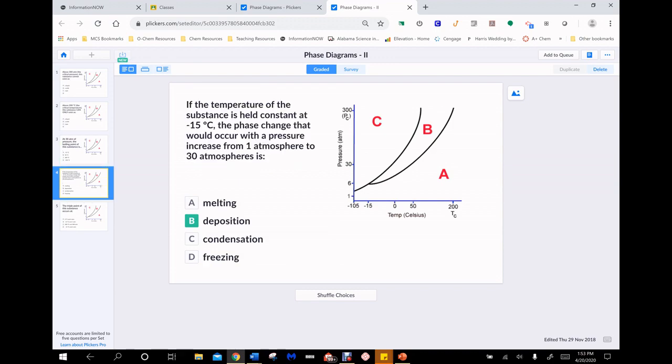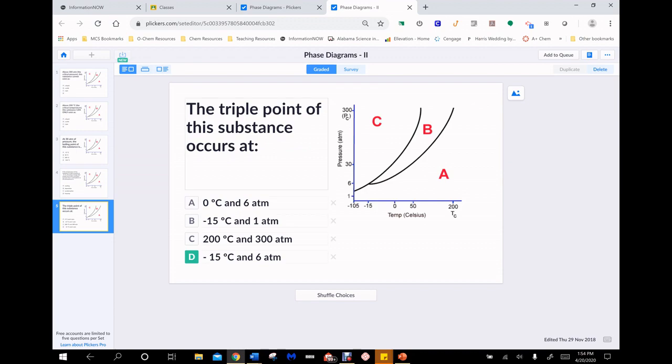Okay, now let's try this next one right quick. It says if the temperature of a substance is held constant at -15 degrees Celsius, so here's that on your x-axis, what phase change would occur if you increased the pressure from 1 atmosphere to 30 atmospheres? So it's this transition here, 1 atmosphere to 30 atmospheres. When we start out at -15 and 1 atmosphere, we're in the gas zone, and then we'll end up in the solid zone. So transitioning from a gas to a solid is called deposition.